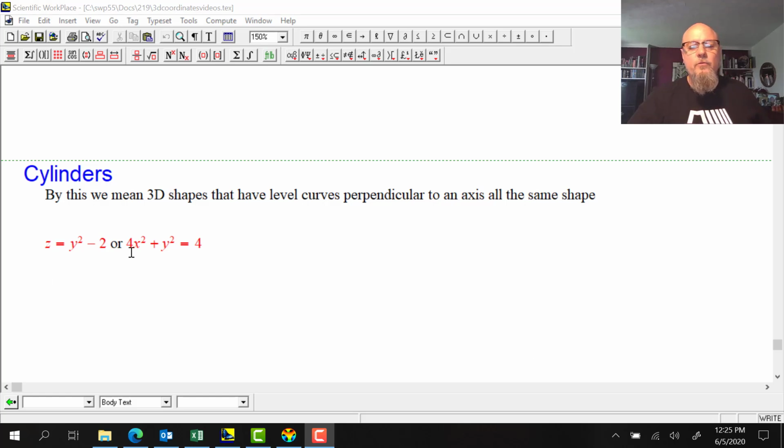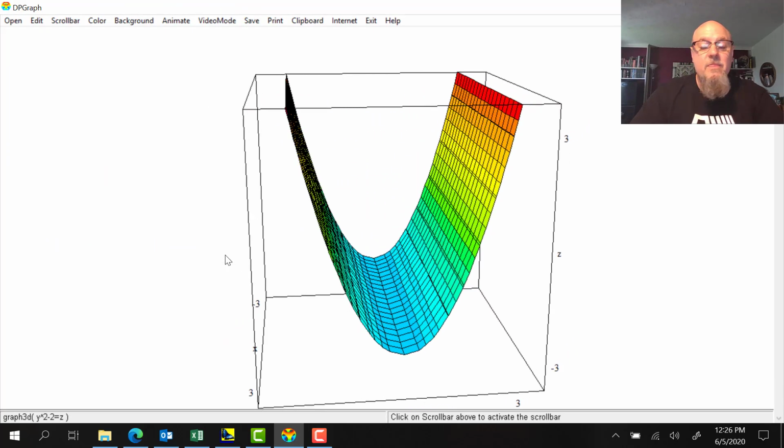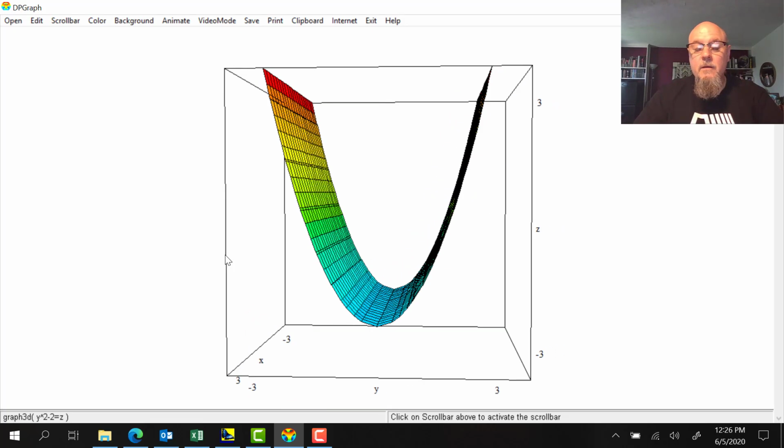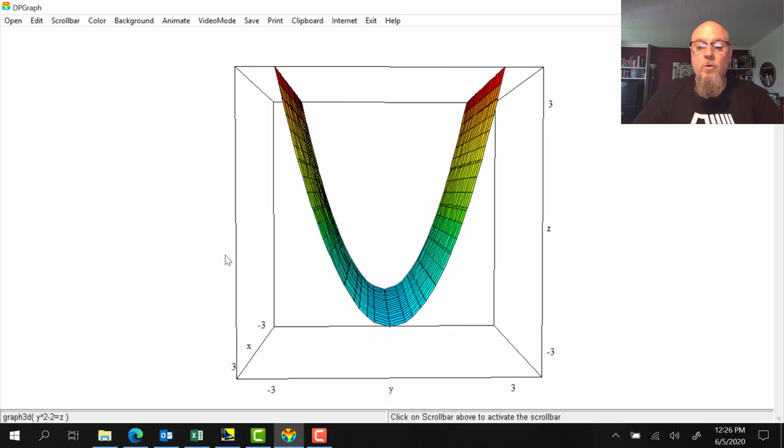So here, z is equal to y squared minus 2 is an example of a cylinder. There is no x in the formula. So whatever x you pick, the slice is still the same. It's a parabola moved down by 2. So let's take a look at what it looks like. That's a cylinder. Every slice I take is that parabola.